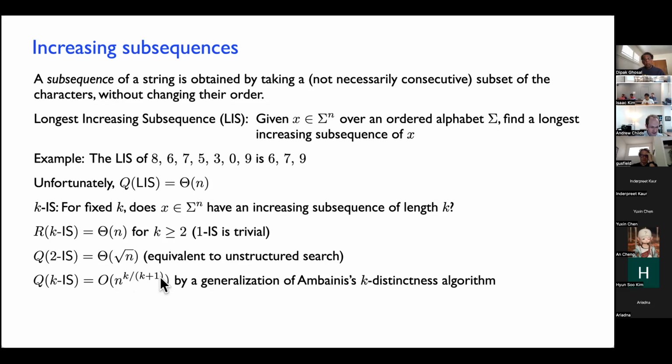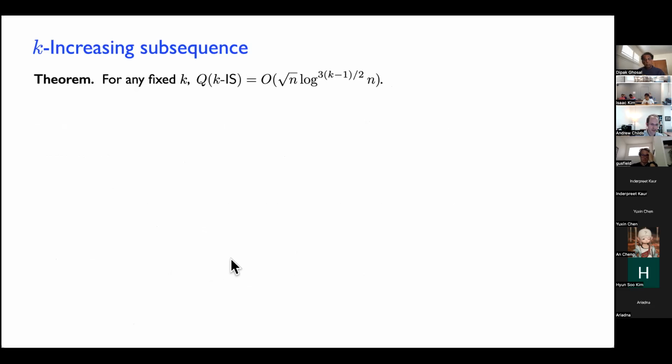So we want to know what's the truth. Can we do better than this? Can we somehow give an algorithm that has a query complexity which is less than this? And so we show that in fact this is the case. You can get basically square root of n, up to log factors, for any constant k. So let me now explain more or less how that works.